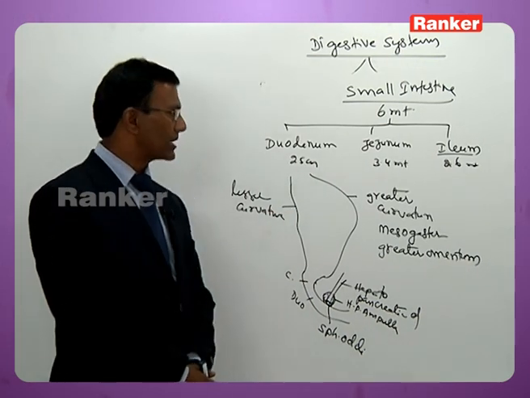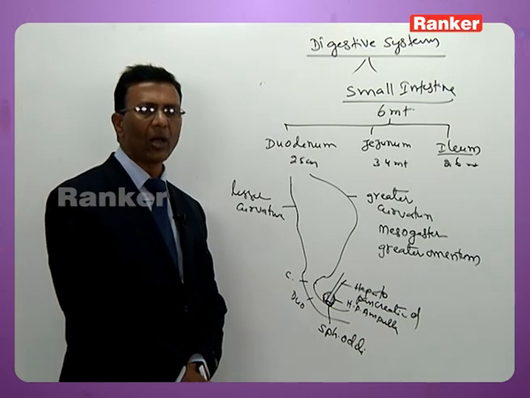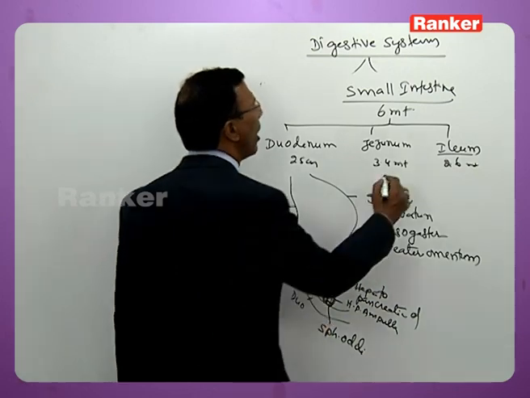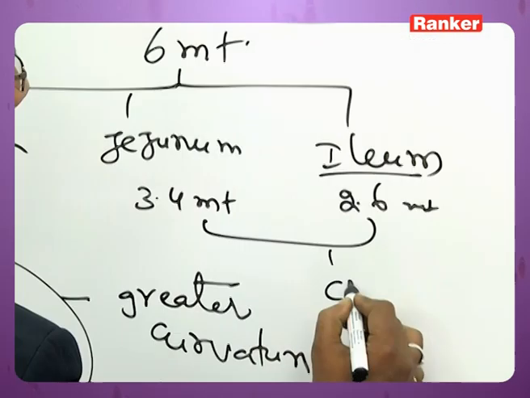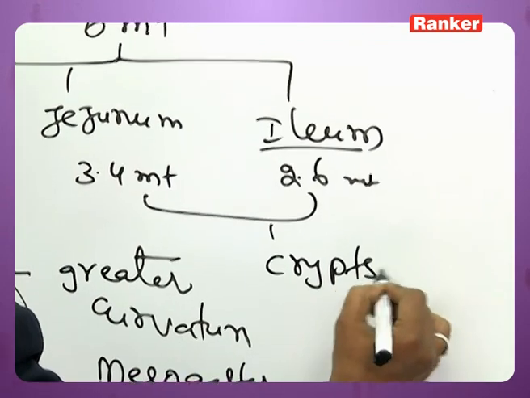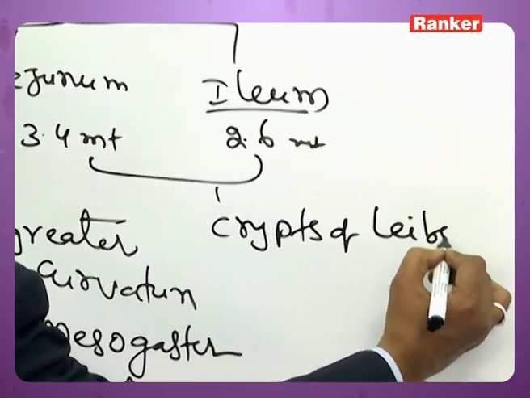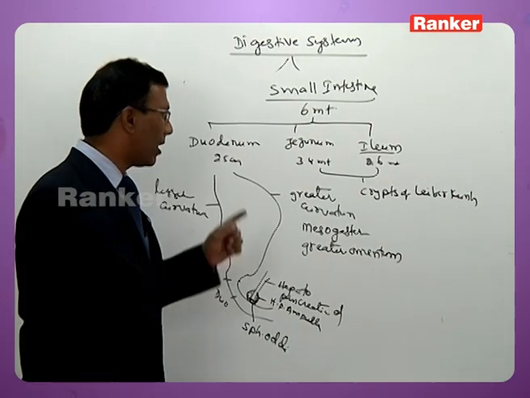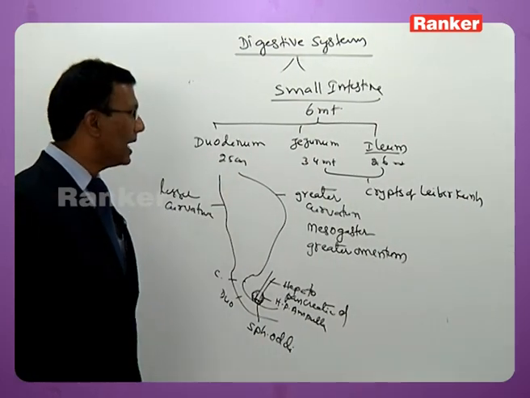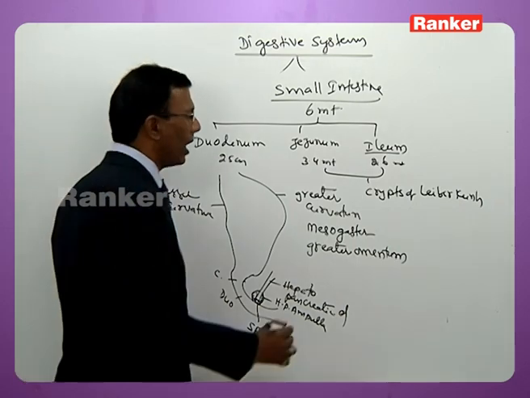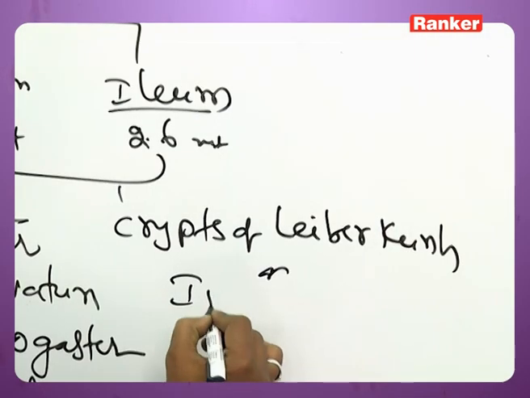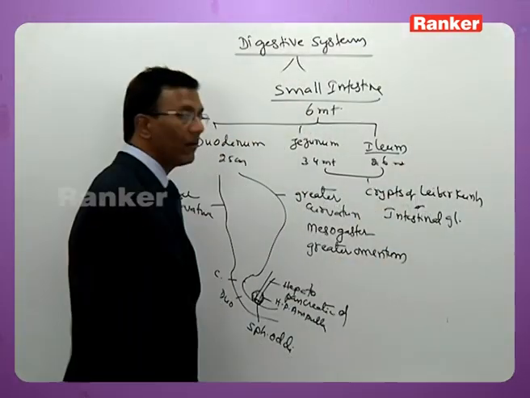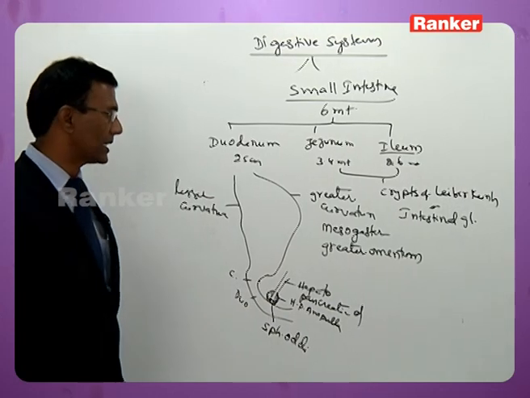Jejunum is much longer, about 3.4 meters, and it has digestive glands. The digestive glands of jejunum and ileum are called crypts of Lieberkühn or intestinal glands.